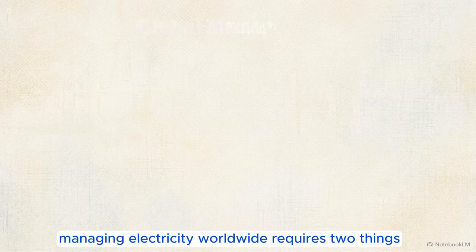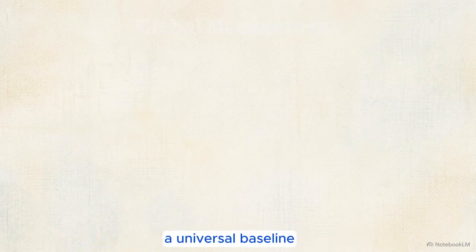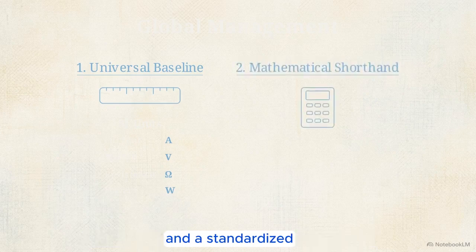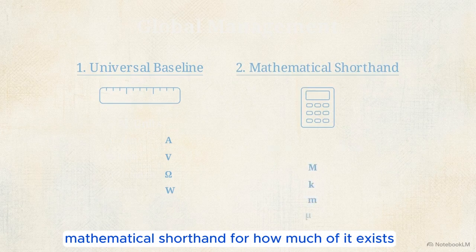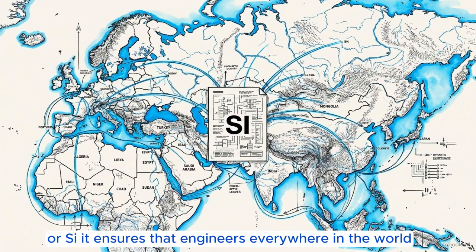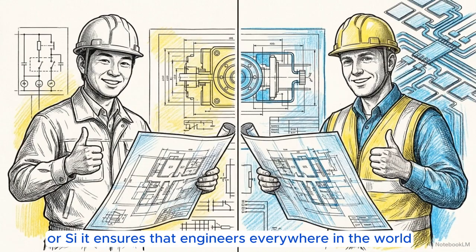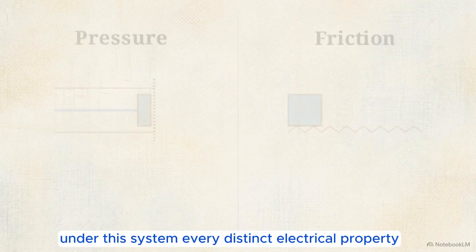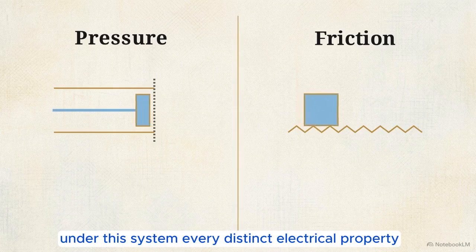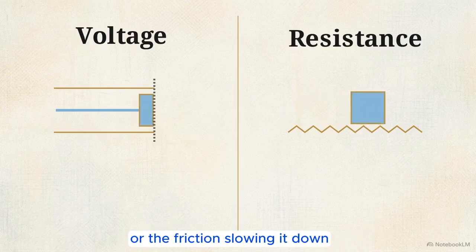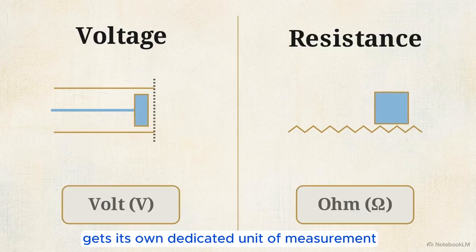Managing electricity worldwide requires 2 things: a universal baseline for exactly what property we are measuring, and a standardized mathematical shorthand for how much of it exists. That universal vocabulary is called the International System of Units, or SI. It ensures that engineers everywhere in the world communicate measurements the exact same way. Under this system, every distinct electrical property, whether it's the pressure pushing the electricity or the friction slowing it down, gets its own dedicated unit of measurement.